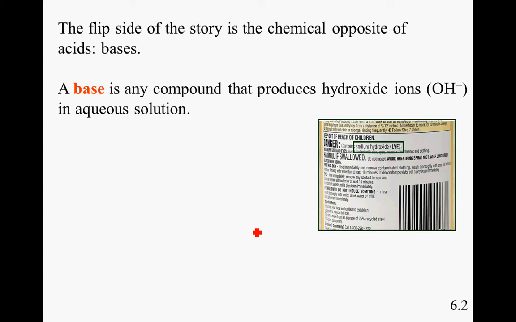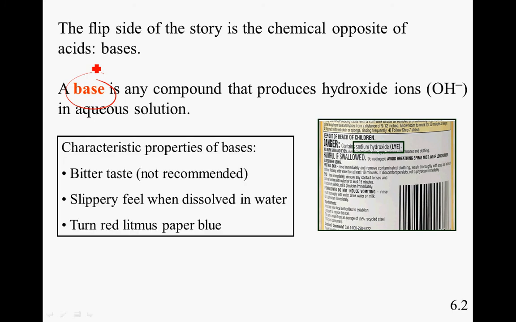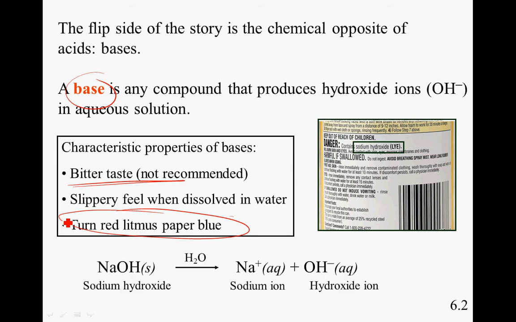As its counterpart is the base. A base is any compound that produces hydroxide ions in aqueous solutions. Characteristic properties of base is that it's bitter. It's not recommended that you actually test this, though. It's slippery when it's dissolved in water, and turns red litmus paper blue, and we're going to talk about that a little bit later. Sodium hydroxide is an example of a base.